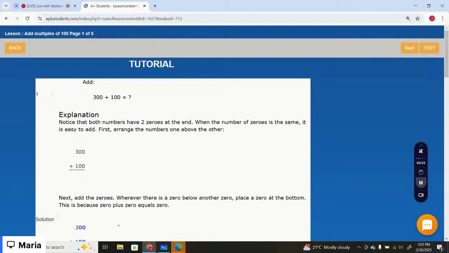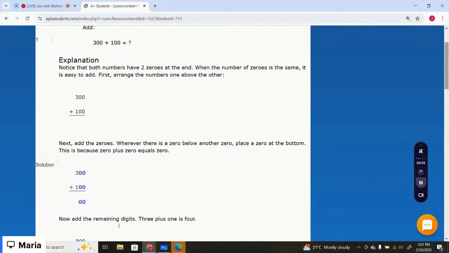0 plus 0 is 0. Then tens digit 0 plus 0 is 0. And in the hundreds digit you have 3 and 1. So 3 plus 1 makes 4. So 300 plus 100 equals 400. The correct option is 400.